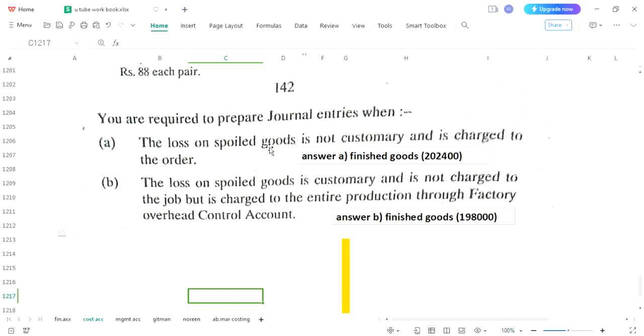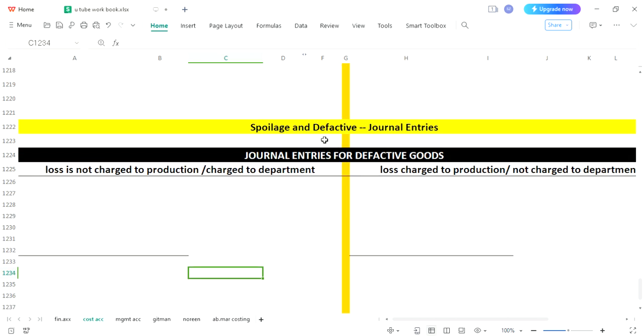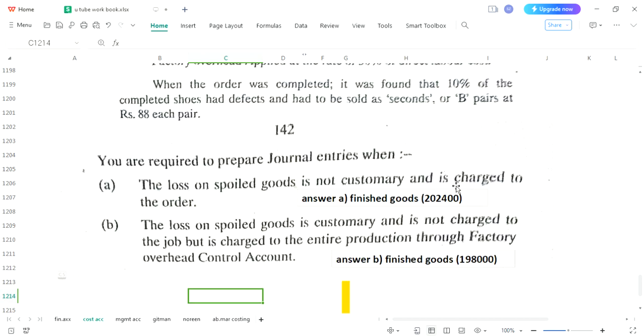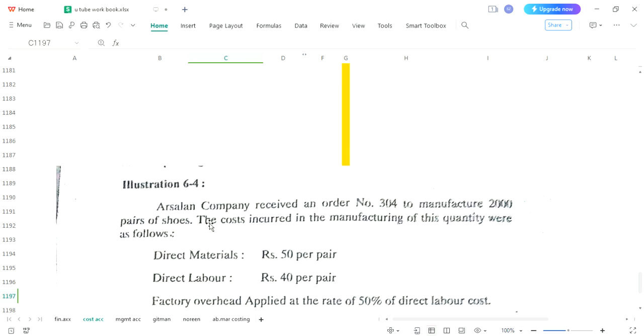Loss on spoiled goods is not customary, is charged to the order. That means not charged to the production. Loss on spoiled goods is customary and is not charged to the job but is charged to the entire production. It means if it is charged to the production, part A is not charged to the production. And in our proforma, you can see not charged and charged to the production. So we will have three journal entries for loss charged to the production, three entries for loss not charged to the production. And here our question starts.